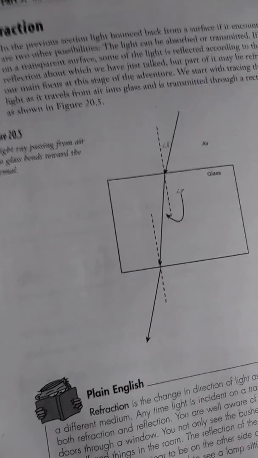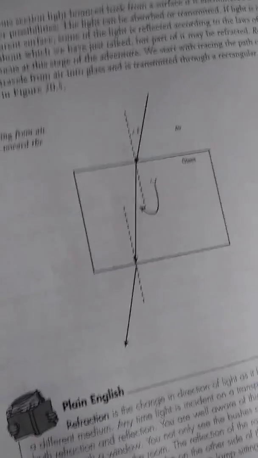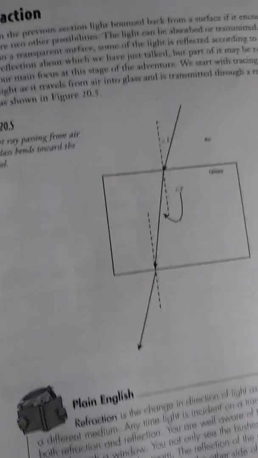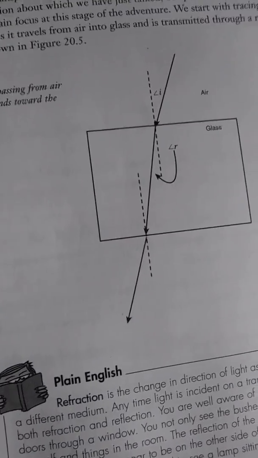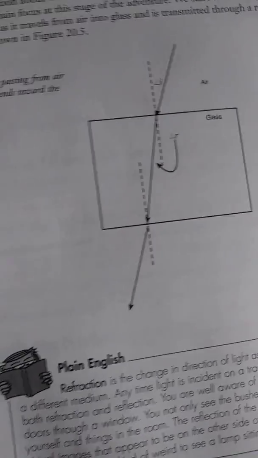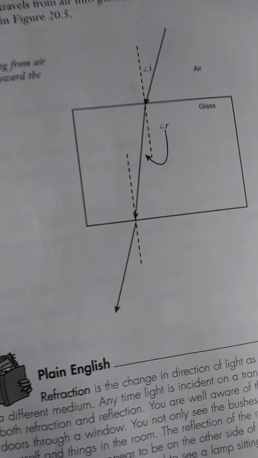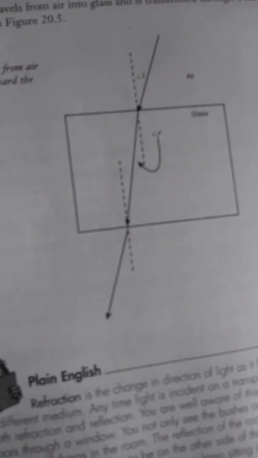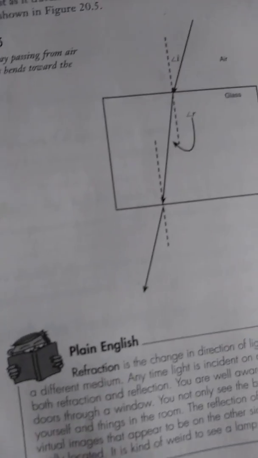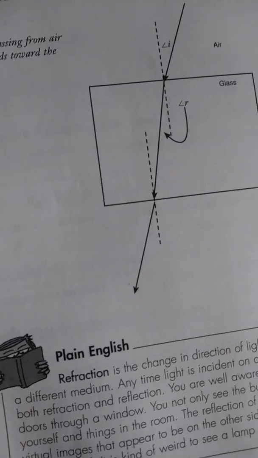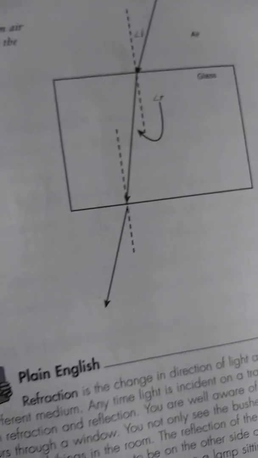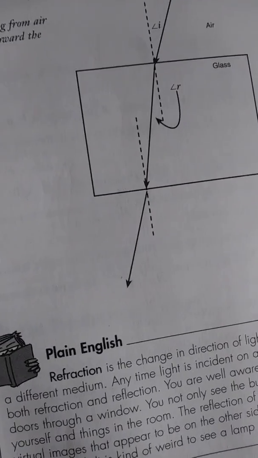It says refraction is the change in direction of light as it leaves one medium and enters a different medium. Anytime light is incident on a transparent material, you will observe both reflection and refraction. You are well aware of this at night if you view out the doors of a window. You do not only see the bushes outside, but you also see a reflection of yourself and the things in the room. The reflection of the room's contents and yourself form virtual images that appear on the other side of the window where the bushes are really located.